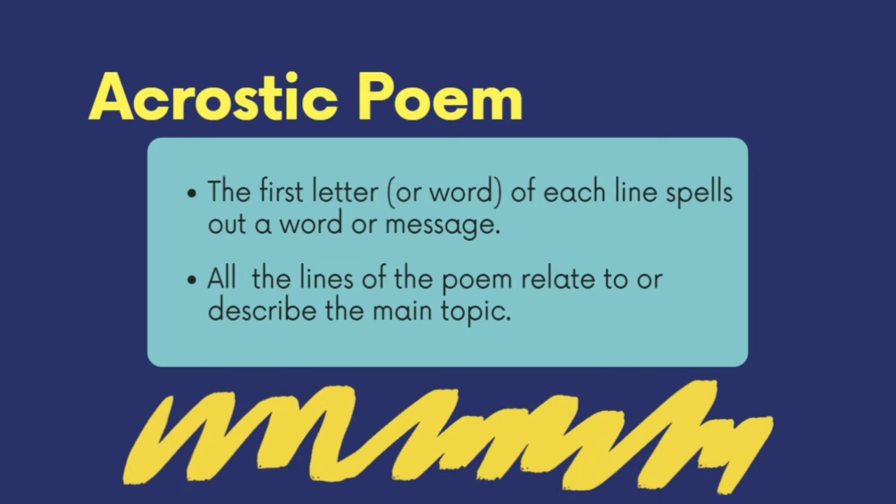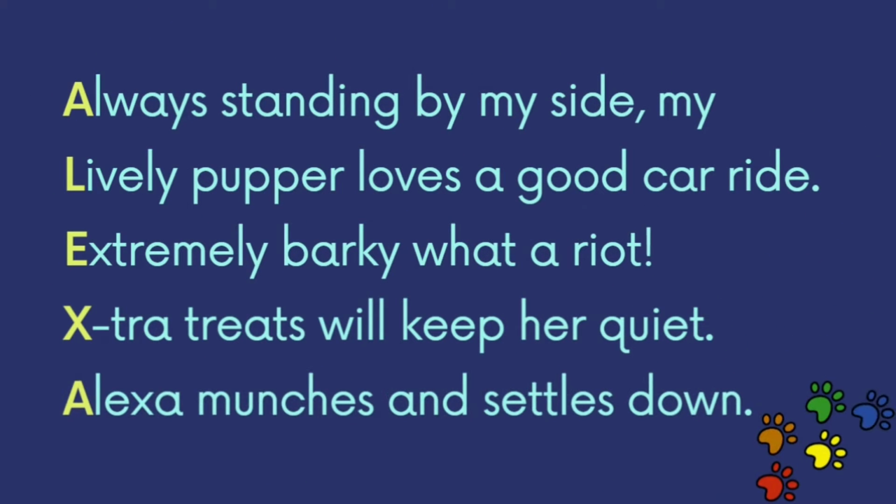Let's say I wanted to write a poem about my dog, Alexa. I chose to use her name as the basis of the acrostic. Take a look. You can see the first letter of each line spells her name going down vertically.